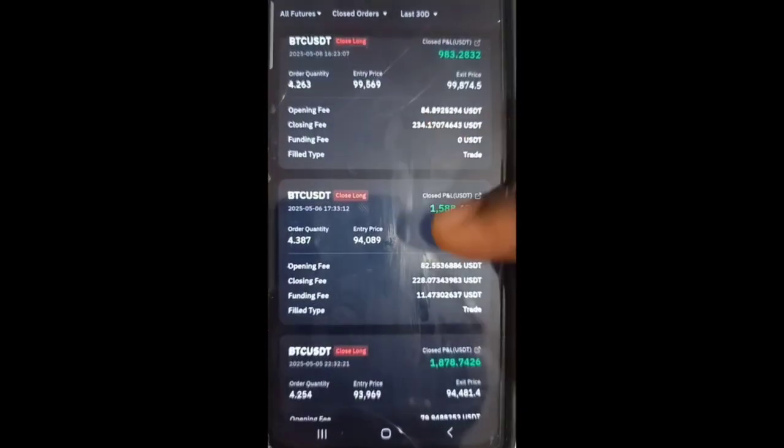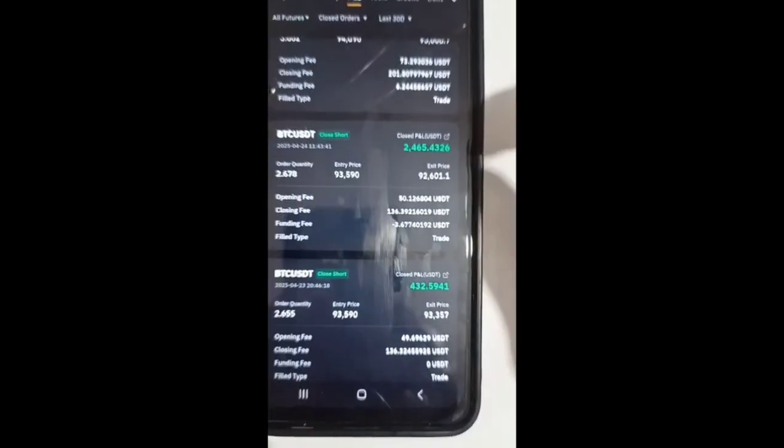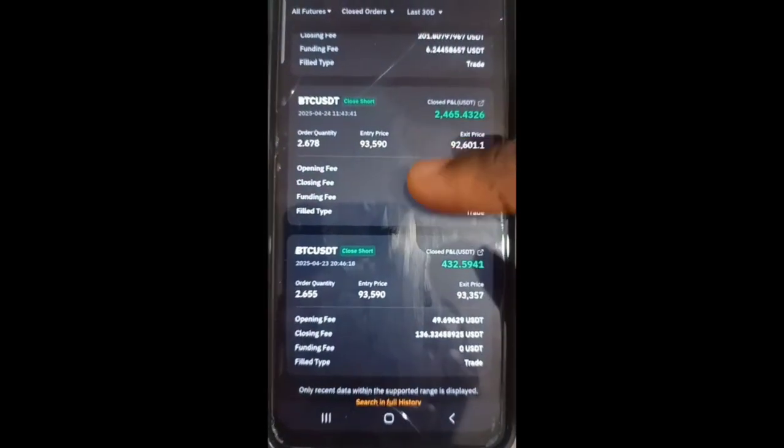I just want to scroll down my page. That's my profit and loss. I just want to scroll down and teach you guys. Let me stop here at least. I think this place should be okay. Now I want you to take a look at this.